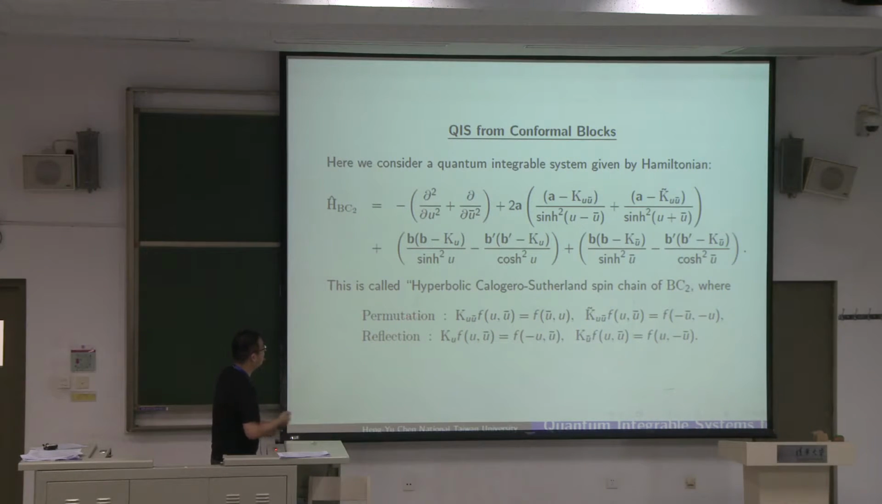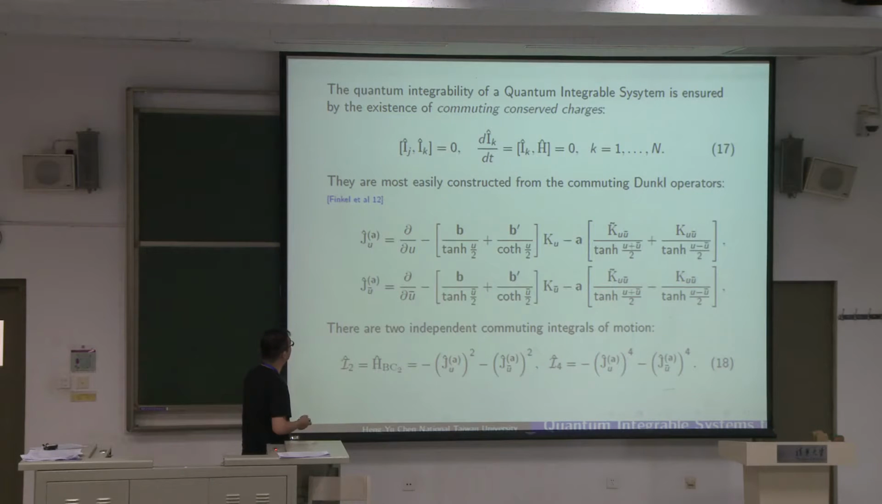So this goes by the trade name of hyperbolic Calogero-Sutherland spin chain of type BC2, basically coming from the fact that you have those permutation operators, which exchange the degrees of freedom, but also this k tilde, which in addition to swapping them also brings in a minus sign, and you also have those reflection operators, which flip the sign of those coordinates. So that's the integrable system we'll be looking at.